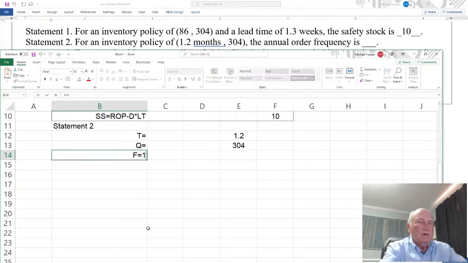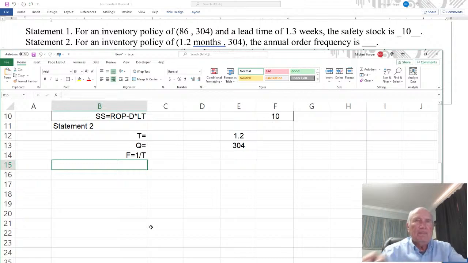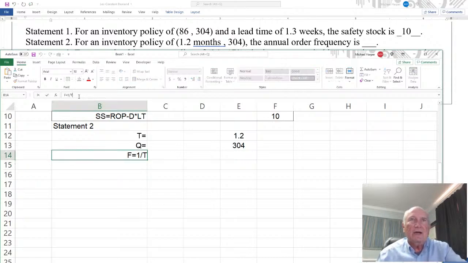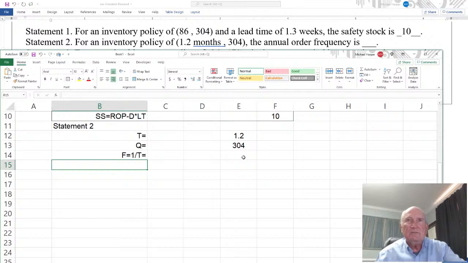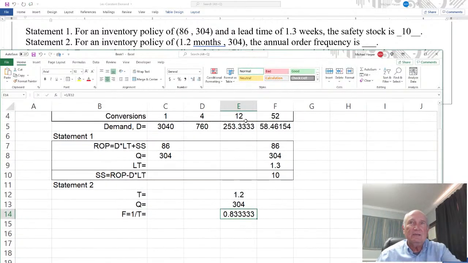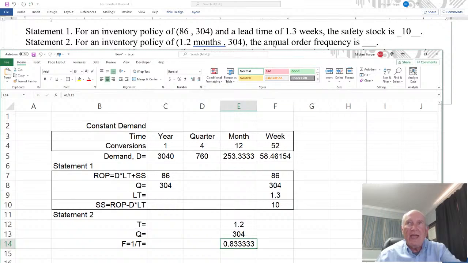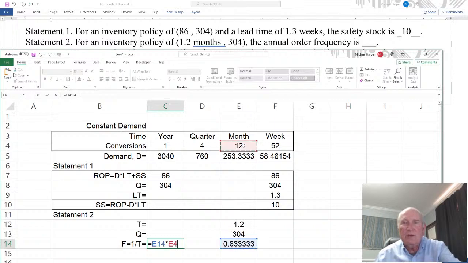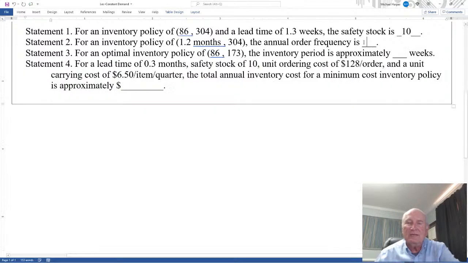Frequency equals 1 over T. Okay. So now that we have that, it's just going to be 1 over T equals 1 divided by T, which is 1.2. But that is in months, and we want the annual order frequency. So if it's 0.83 per month, then the frequency simply will be 0.83 times 12, which is 10 per year. And so again, this is going to be 10. And that's the answer to that one.